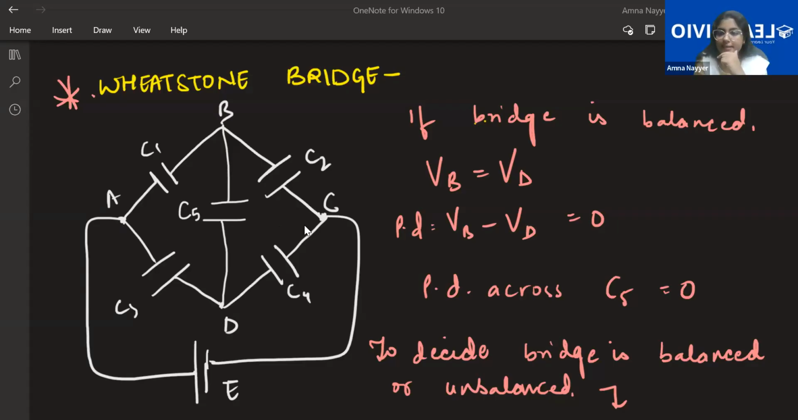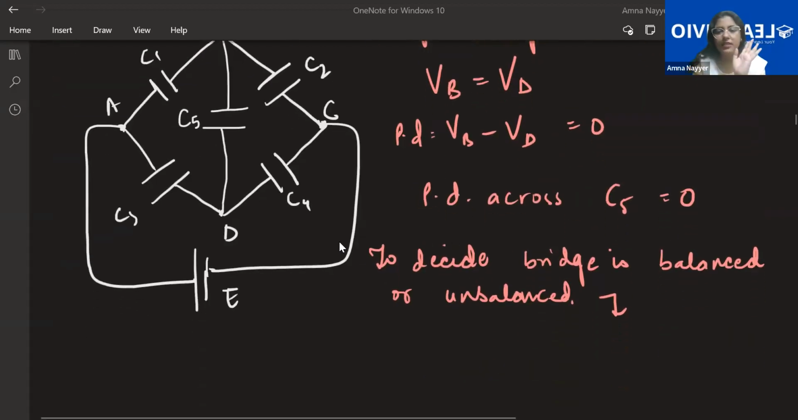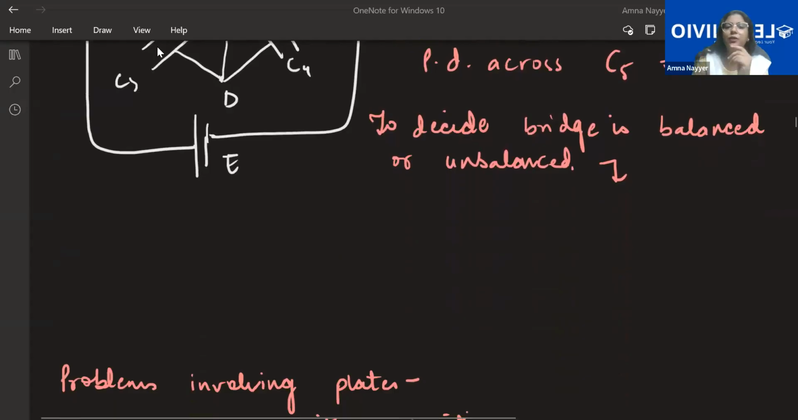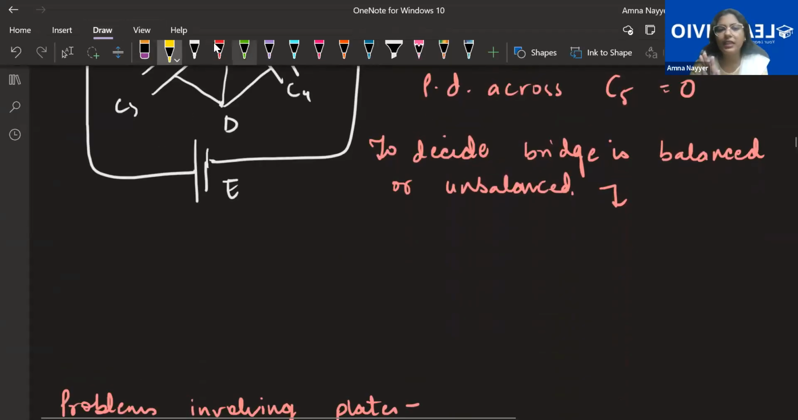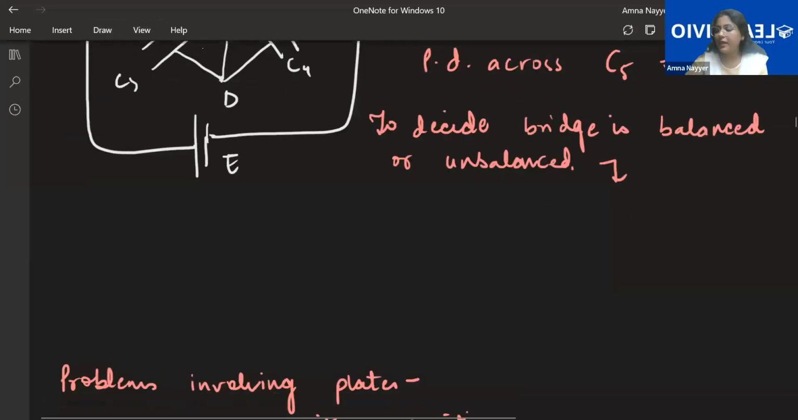See, point A and point C are connected to the battery here. Point B and point D are not connected to the battery, right? So here you will have the fifth capacitor. The Wheatstone bridge derivation and everything in detail, we'll do in the next chapter only, because it's a waste of time to do it here. It won't come from the derivation perspective. But let's just see it in case your exams are there or you want to prepare.